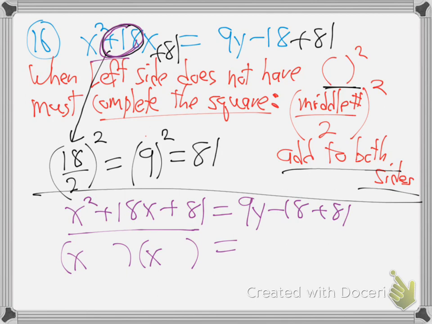Gives it just what it needs. So how does it factor? What times what multiplies to be 81 and adds to be 18? Plus 9, plus 9, which means it's x plus 9 squared. See how that worked perfectly? It completed it, gave it just what it needed.